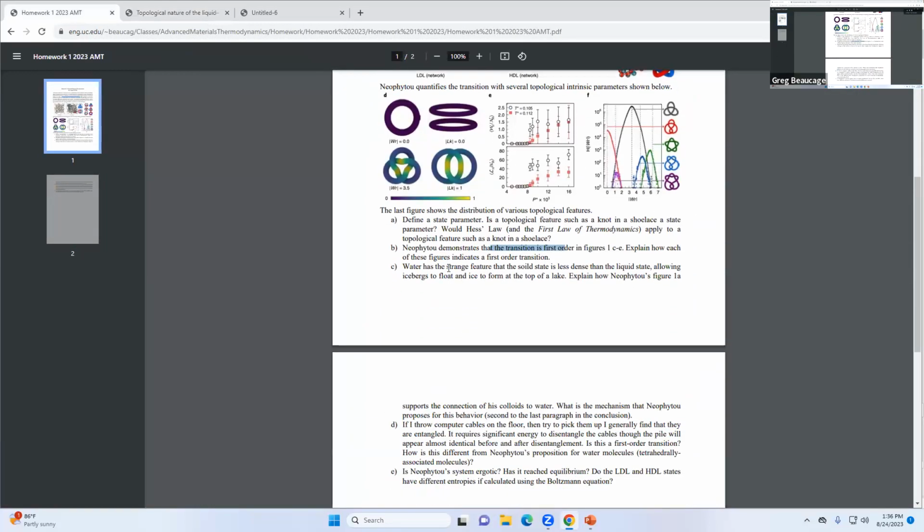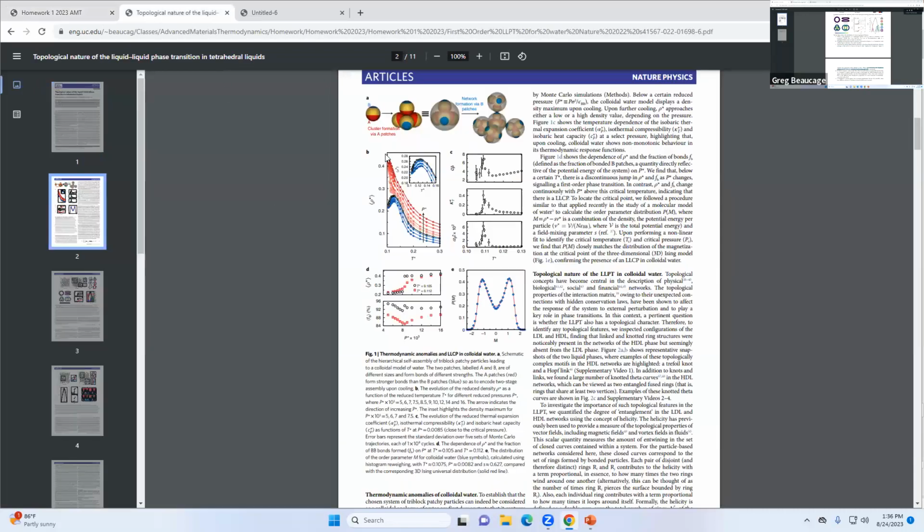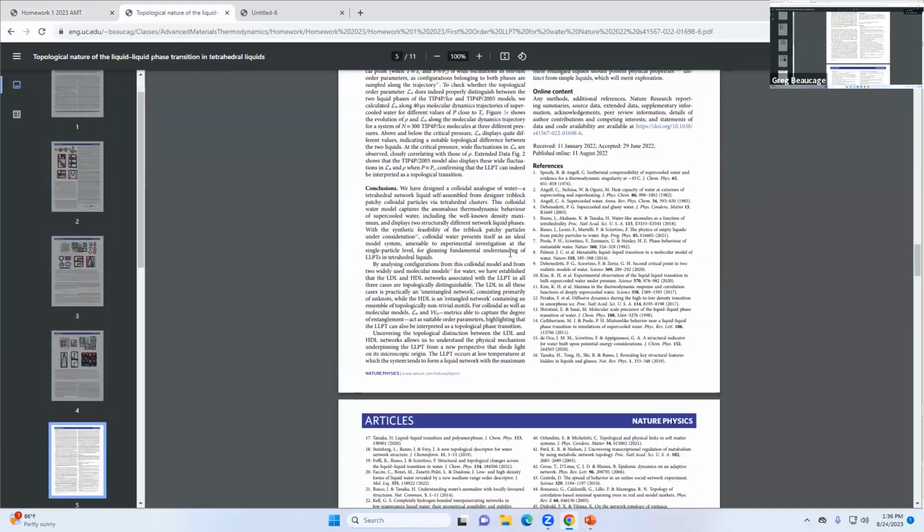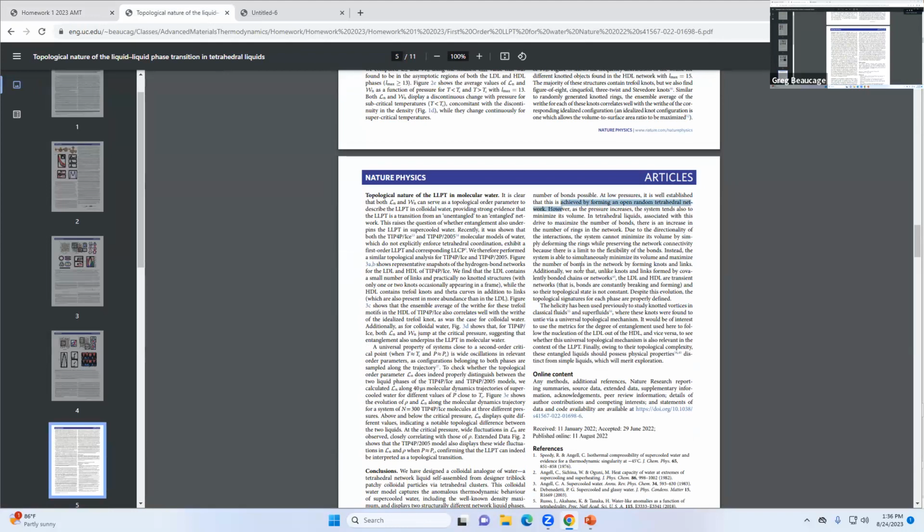What else? Then water has a strange feature. Explain how. So, second to last paragraph in the conclusions, he says how this relates to water density. He talks a little bit about it, so you can read that and figure it out. Basically, the idea is that because of this looping, you could get a more dense state. Right, that's the gist of it.